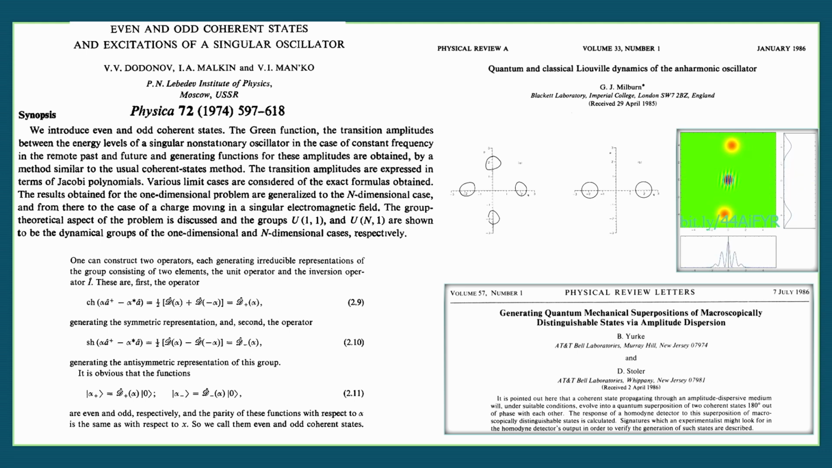In Milburn's paper, he was much more interested in representations of the dynamics. So when he saw some really interesting things, it was not the focus of the paper. It was there. And I remember I was his postdoc soon after, when he was no longer a postdoc. And there was Yurke and Stoler a few years later.